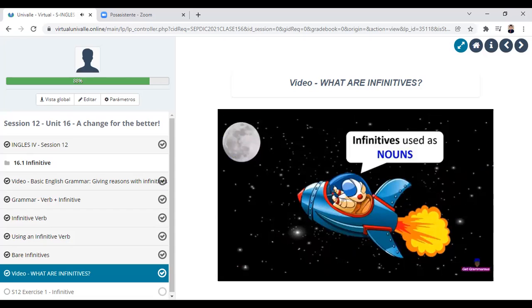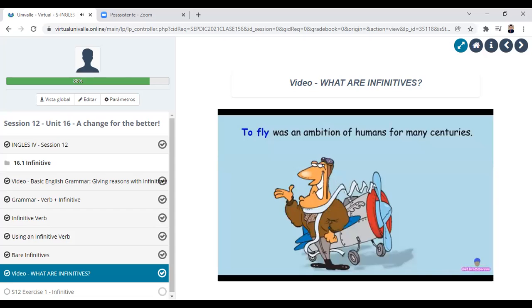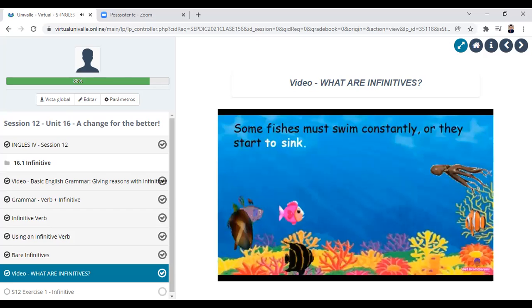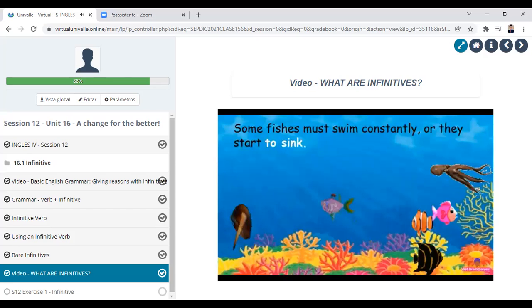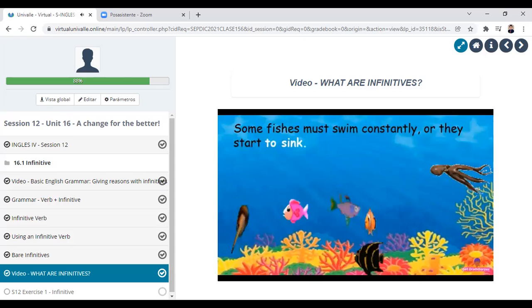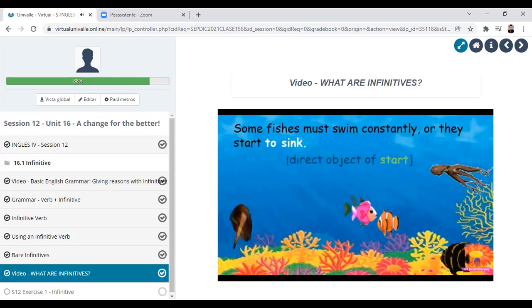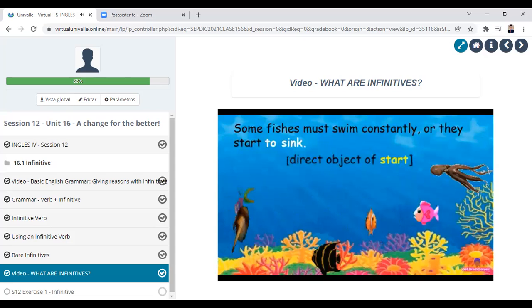Infinitives used as nouns. For example, to fly was an ambition of humans for many centuries. To fly is the subject of was. Some fishes must swim constantly or they start to sink. To sink is the direct object of start.